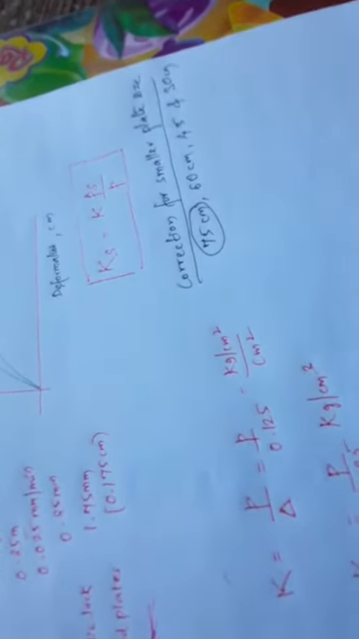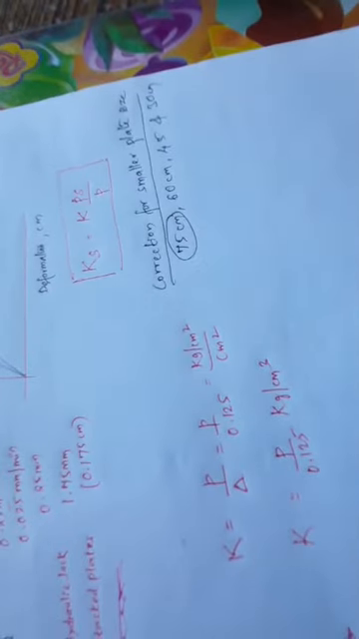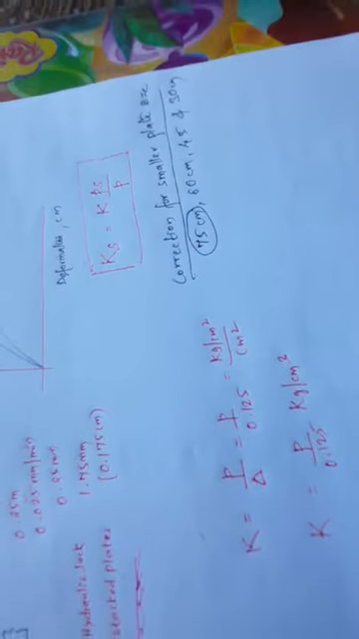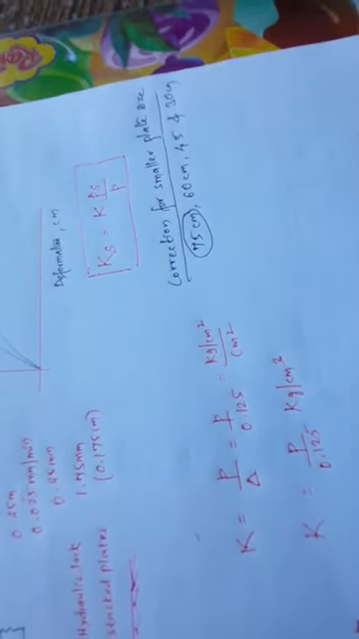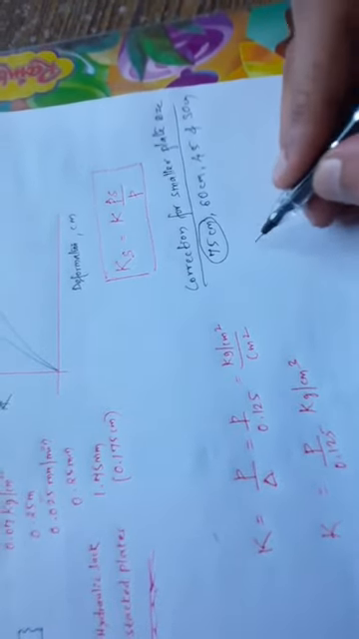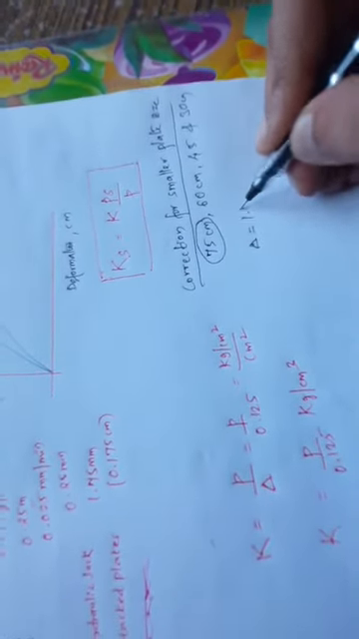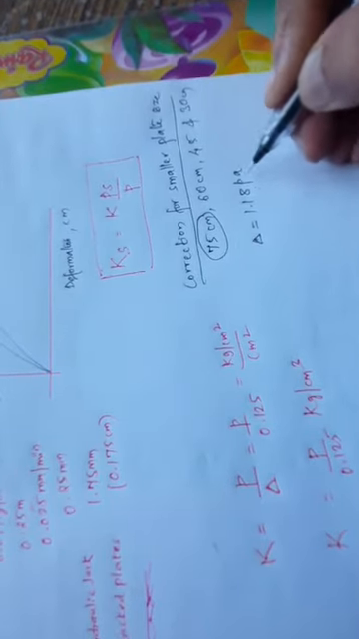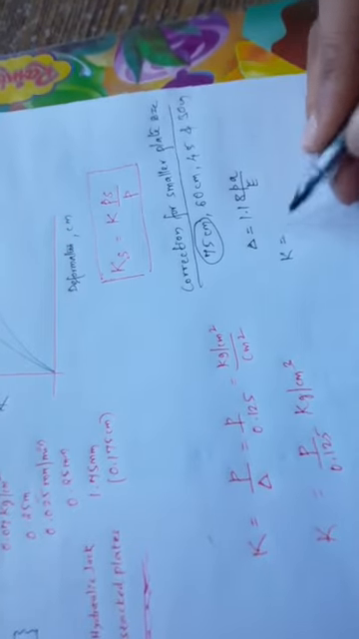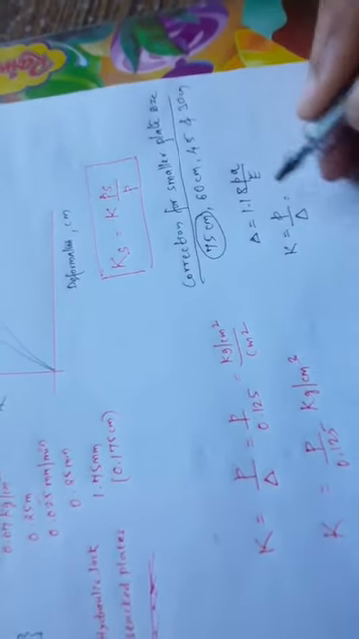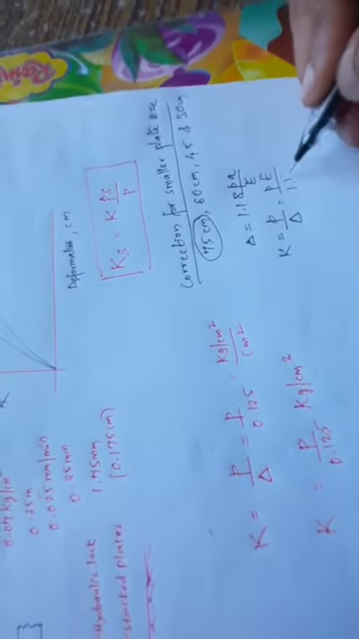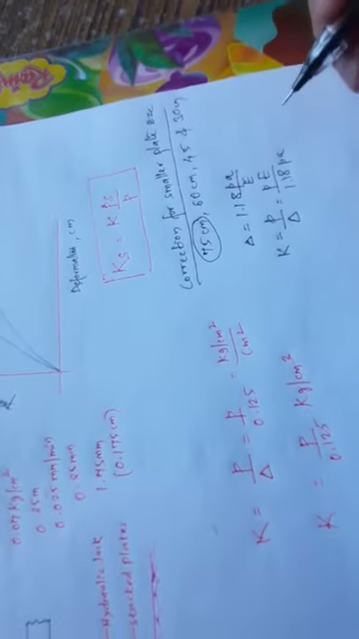For that we assume the subgrade to be an elastic medium with a modulus of elasticity E, in kg per centimeter square. Theoretically, the relationship for deformation under a rigid plate having radius a centimeter is given by delta equals 1.18 P into a divided by E, where delta is the deformation. So K is always given by P divided by delta. So delta is nothing but 1.18 P into a, divided by E. Yes or no?